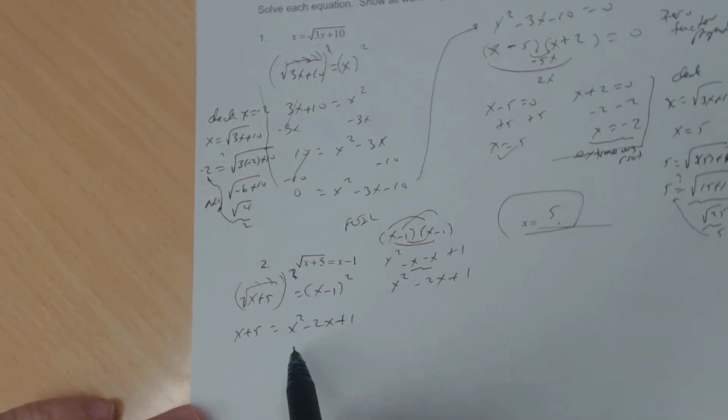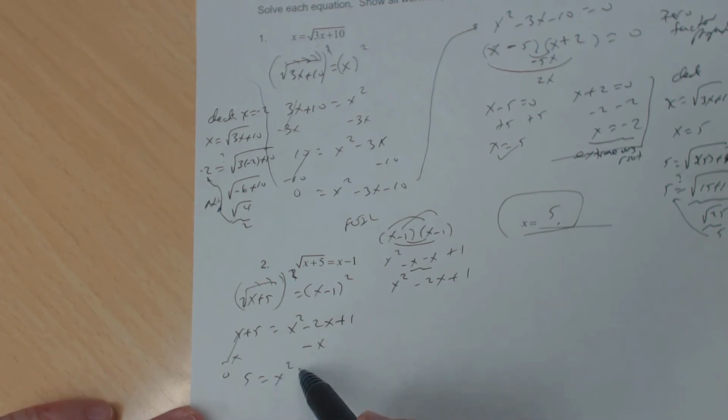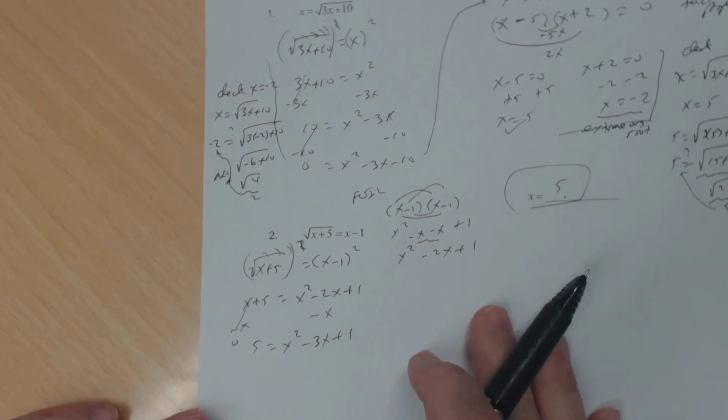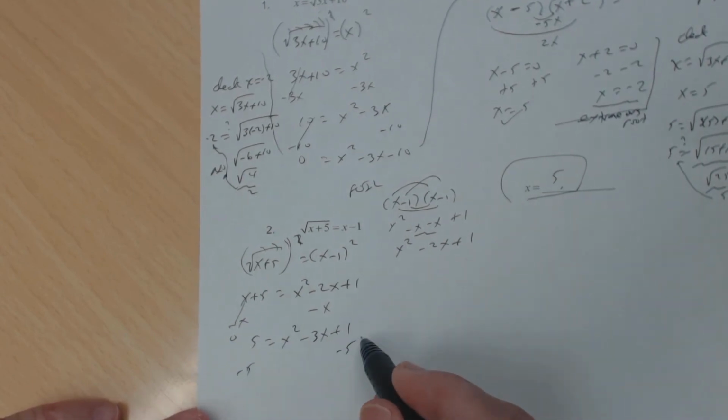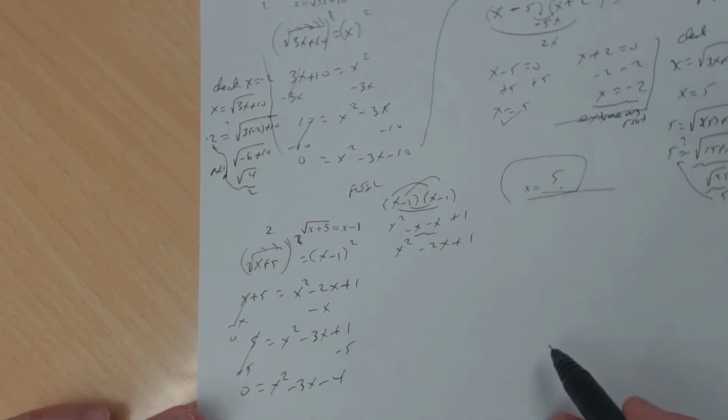And then remember, you've got to bring all the terms to one side. So I'm going to subtract x from both sides. Combine like terms. Notice I'm aligning my like terms. This is 0, so I'm going to put 5 equals x squared. And negative 2x and negative x is negative 3x plus 1. Subtracting 5 from both sides, I get 0 equals x squared minus 3x. A positive 1 and negative 5 is a negative 4.